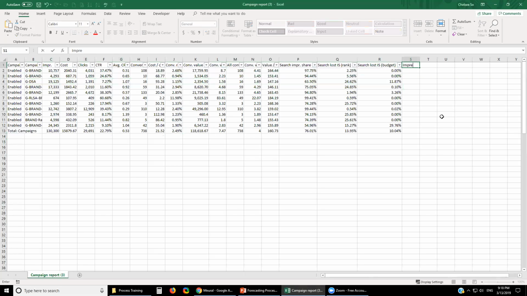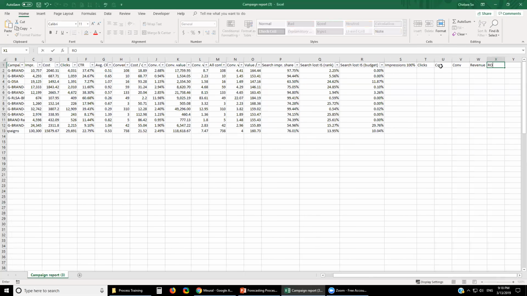I start with my impressions at 100% share of voice. And then I start with budget. So, and then I calculate my clicks, and then I calculate my costs, and then I calculate my conversions, and then my revenue, and then my ROI.